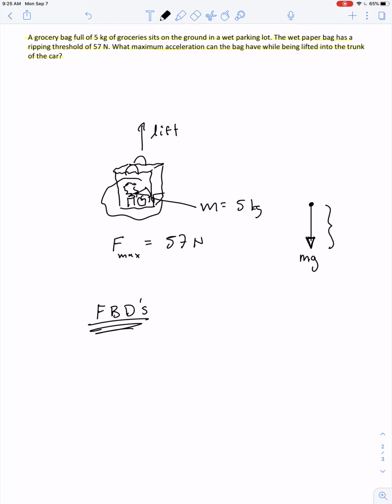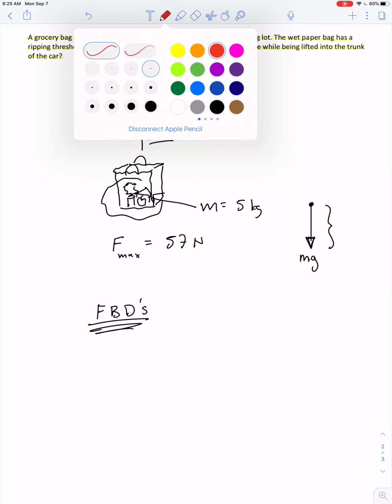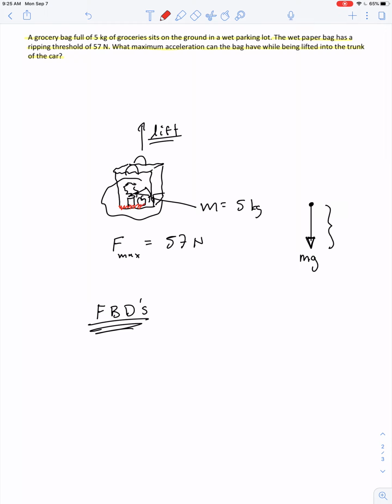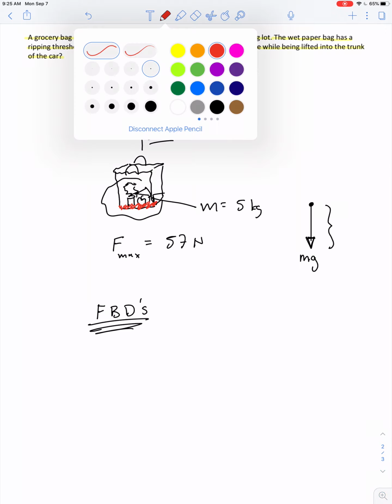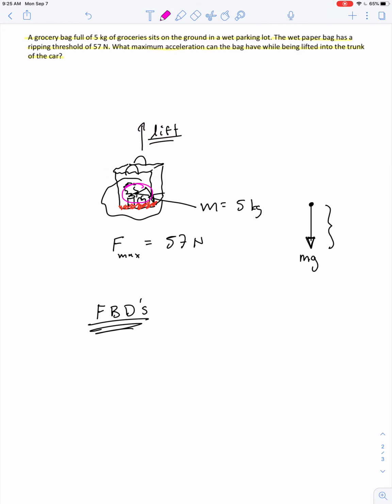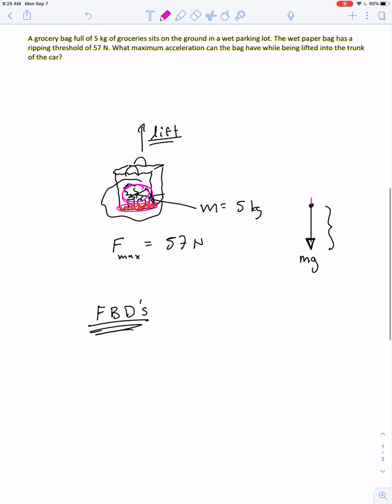But then again, there's the upward force that's going to cause it to lift. And that's provided by the bag itself, right? So, sure, the groceries make contact with the bag, but by Newton's third law, that means the bag makes contact with the groceries. And we're not so much interested in the forces acting on the bag as we are the forces acting on the groceries. So there's this upward force.